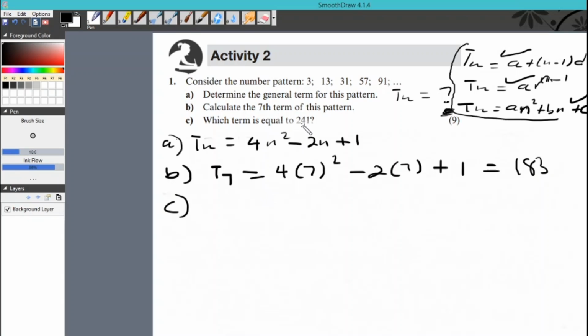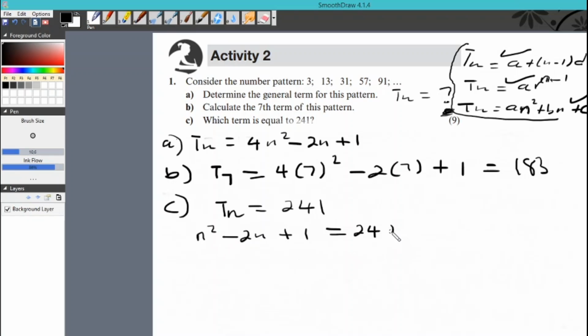Right, question c says: which term is equal to 241? So they want to know what position 241 is in this number sequence, right? In other words, which term is equal to 241? So you say Tn equals 241. Tn we already have, it is n squared minus 2n plus 1, that's equal to 241. So now we have a quadratic equation, so we have to solve for n in a quadratic equation.